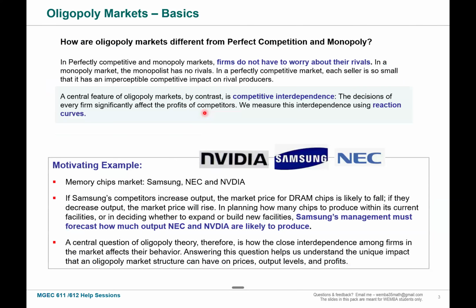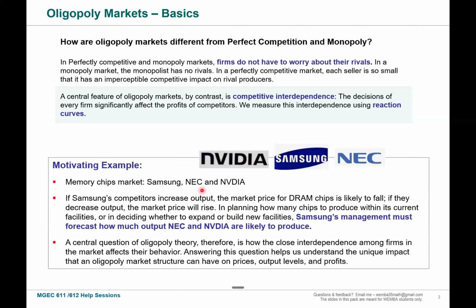They're the same basically. Okay, so let's start with a simple example that in oligopoly markets, the firms have to worry about competitive interdependence. So a motivating example, take the chips market where you have three firms, Samsung, NEC, and NVIDIA. They're making this DRAM chip. And the decision that Samsung will make will not just depend on what Samsung wants to do, it will also depend on what it anticipates NEC and NVIDIA would do.